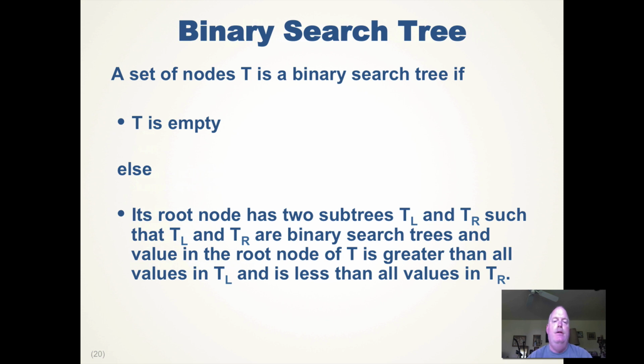So what's another binary tree? We have a binary search tree. Now, the definition of a binary search tree is similar to a binary tree, except that it has a special caveat on the left and right subtrees. So a set of nodes is a binary search tree if it's empty, or the root node has two subtrees, left and right, such that left and right are binary search trees, and all the values in the left subtree are less than the root node, and all the values in the right subtree are greater than the root node. So the root node will be between the left subtree values and the right subtree values.